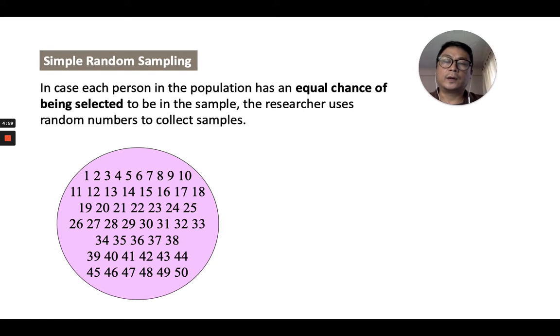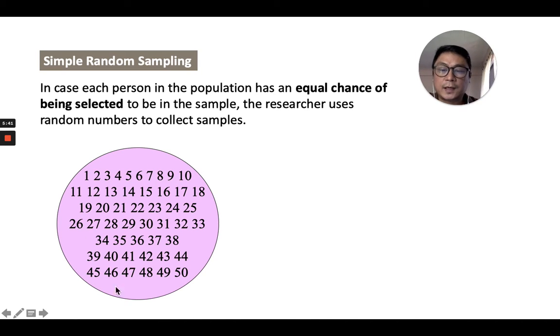So here is one of the first examples of probability sampling. This is simple random sampling. Okay, in simple random sampling, each person in the population has an equal chance of being selected. If you remember our definition of probability sampling, each person has a known chance of being selected. Okay? Known chance does not necessarily mean equal chance. If you're talking of each person in the population having an equal chance of being selected, then you're talking about simple random sampling.